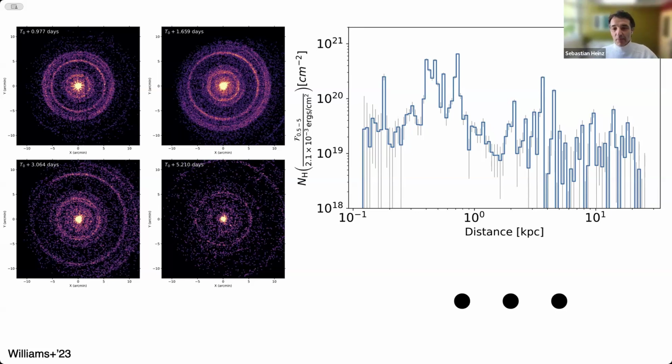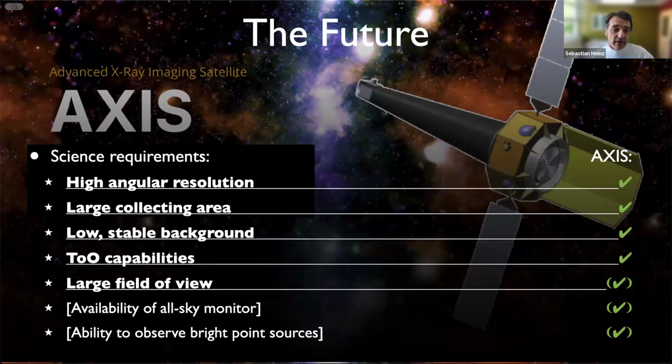There's a lot more work that is still ongoing to learn more from the dust echo of this particular gamma ray burst, but I want to switch now to what AXIS will be able to do for us. What does the future of X-ray dust tomography look like, and why is AXIS, in my view, the perfect telescope to carry this work forward?